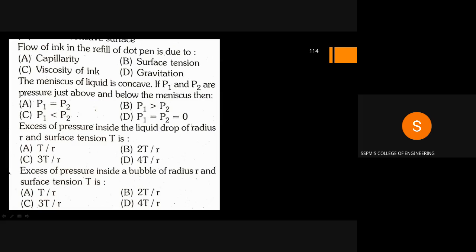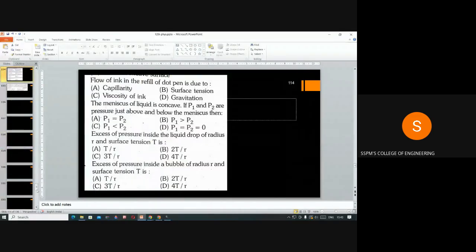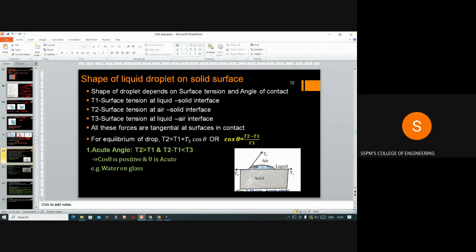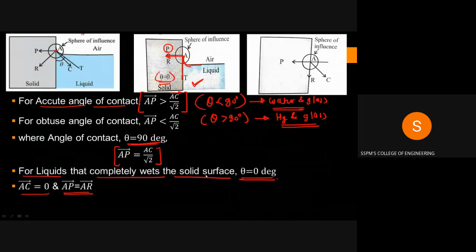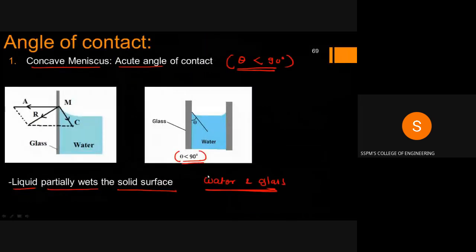So these are some questions on surface tension. We will see the basic theory about capillary action and the capillary tube. Initially we have seen the theory up to the angle of contact.